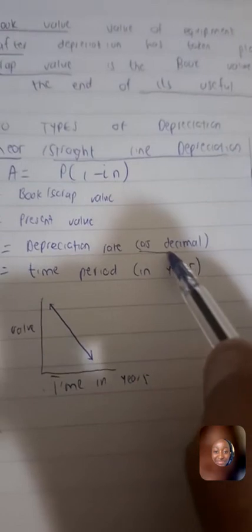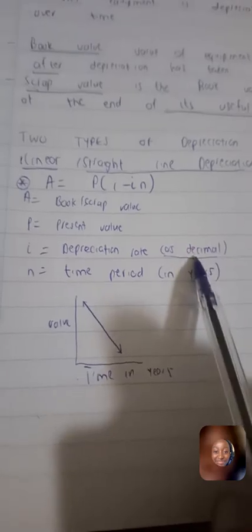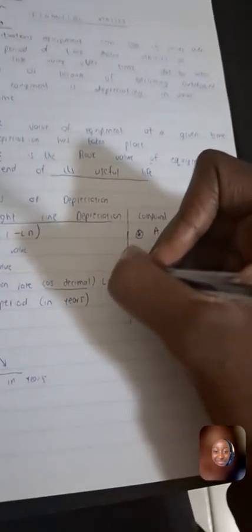Okay. I, small letter i, that's what we call the depreciation rate. And it's usually in decimal form. It is obviously given to us in the problem as a percentage, but usually what we do is convert that depreciation rate by saying R over 100. R stands for percentage, and we divide it by 100 so that we can get the depreciation rate as a decimal number. Does that make sense? Yes.